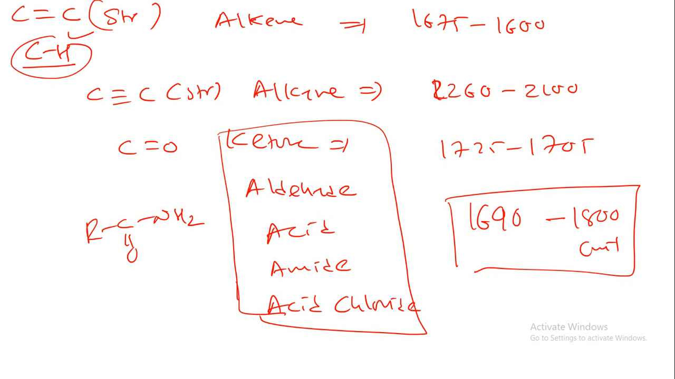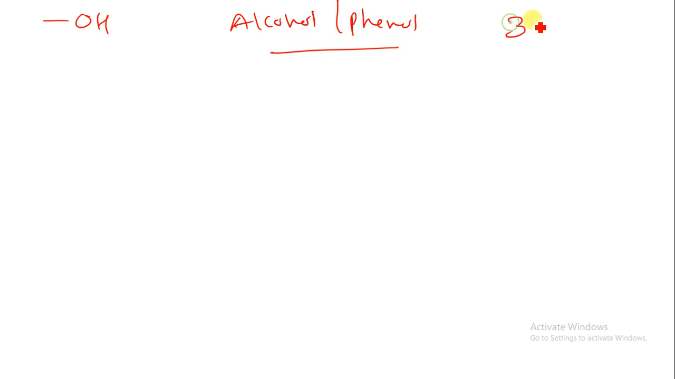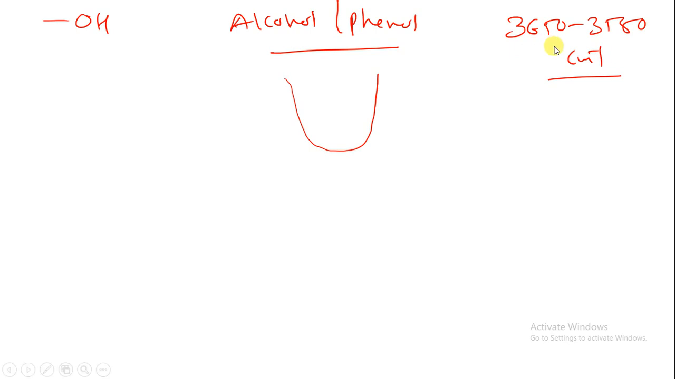Now let us understand one more frequency, that is for the OH, for alcohol or phenolic compounds. That comes at 3650 up to 3580 centimeter inverse. In alcohol or phenol we will get a broad peak. It is not a sharp peak, it is a broad peak. So whenever we have alcohol or phenol at 3650 up to 3580, we will get a broad peak.